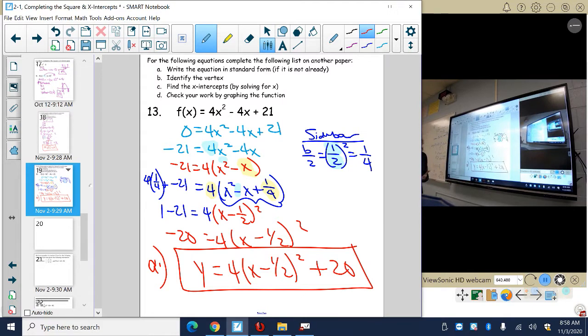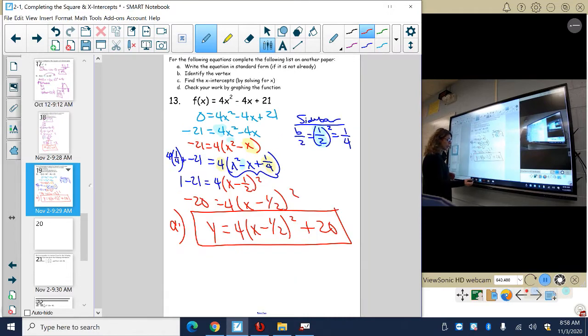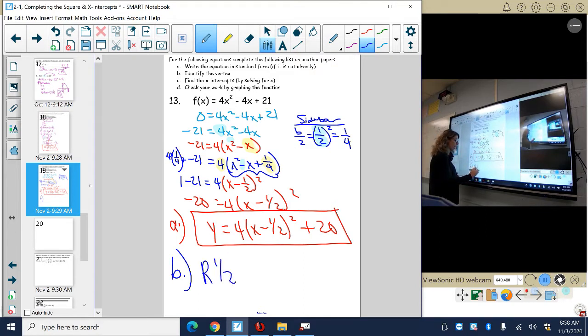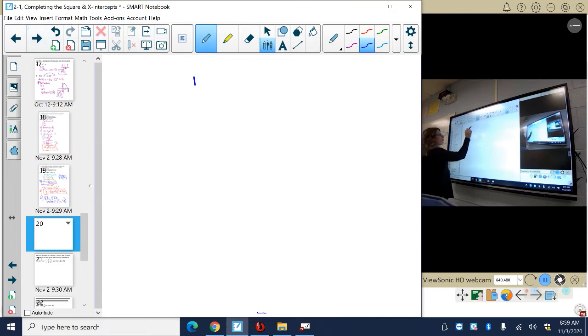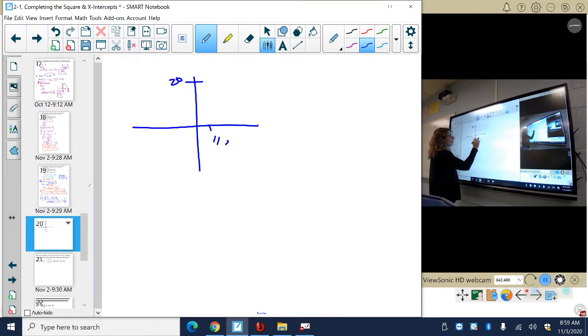Now letter B says to find the vertex of this thing. So how do I find the vertex? The vertex is found by understanding what's happening to this graph. This thing is going to the right 1/2 and it's going to go up 20. So my vertex is going to be 1/2 comma 20. Now, I would like us to graph this for a hot second. So if I graph this thing, I'm going to go half over and I'm going to go up to 20. That's what it looks like, and it's opening up.